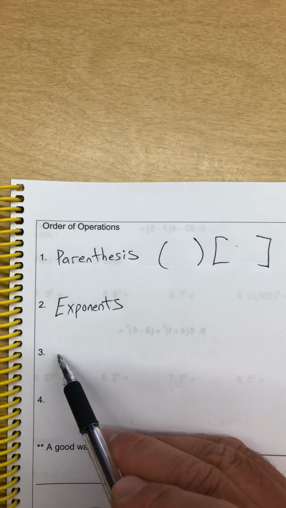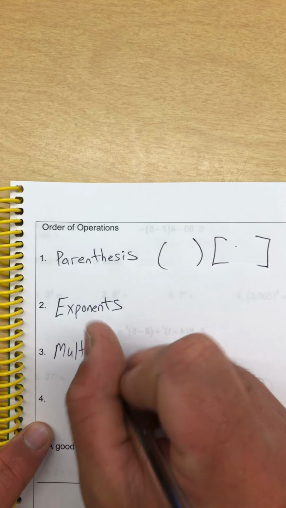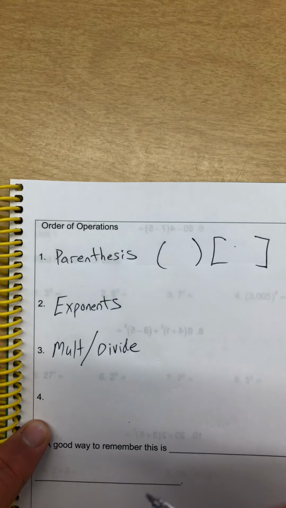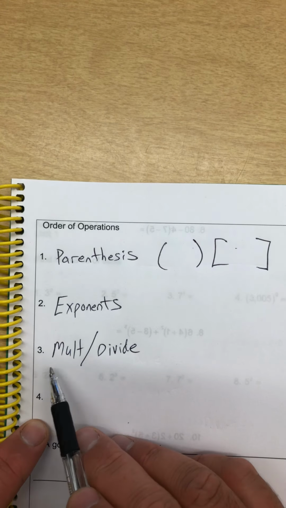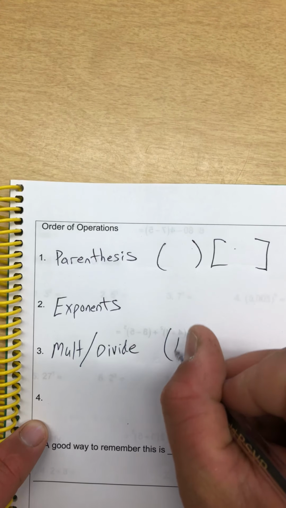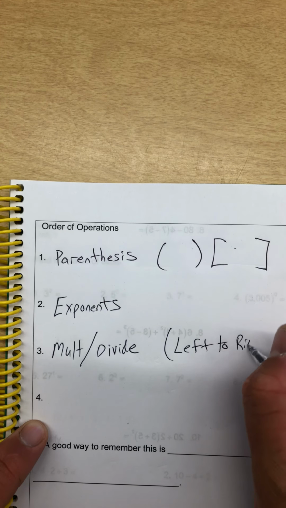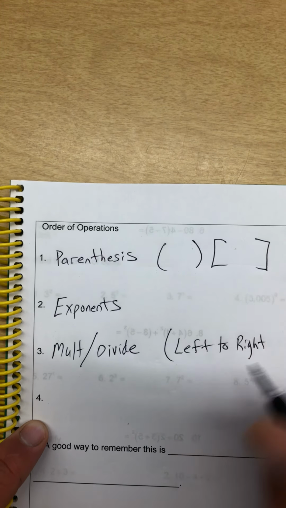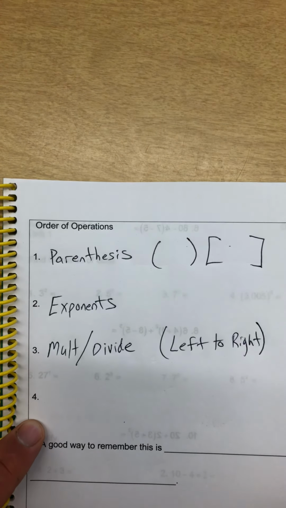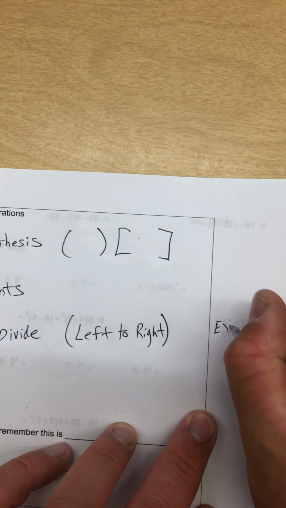After that, step 3, you're going to take care of anything that's multiply or divide. If there's just one expression and you have multiplying and dividing, you just work left to right. So actually division can come first if it's to the left of multiplication. So just work left to right. Quick example to make sure that makes a little more sense.